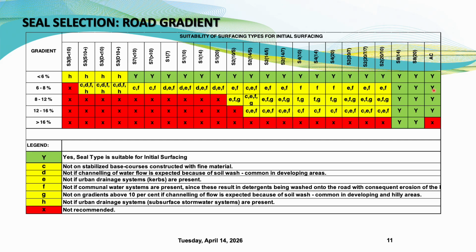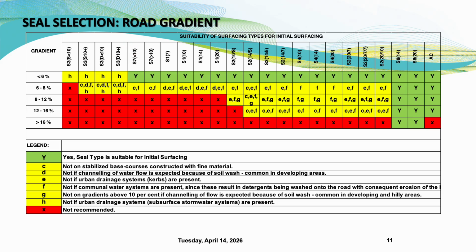Obviously, you can also pave that steep gradient given in the last column over there, and nothing over 16 will do except for the two slurries, the 14 and the 20. The Cape seals might, but we recommend maximum 8% to go for in terms of road gradient.